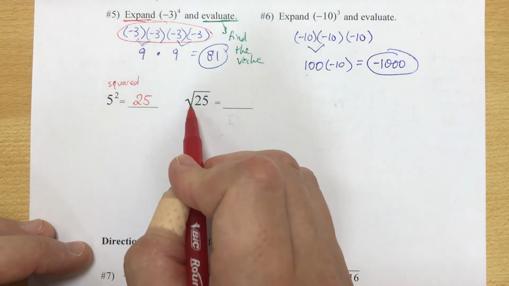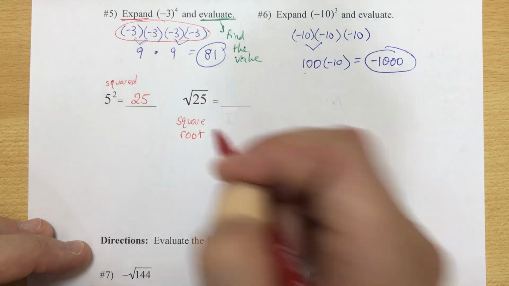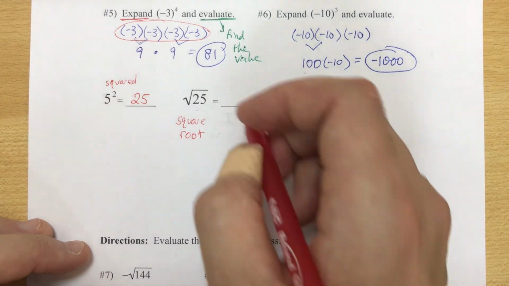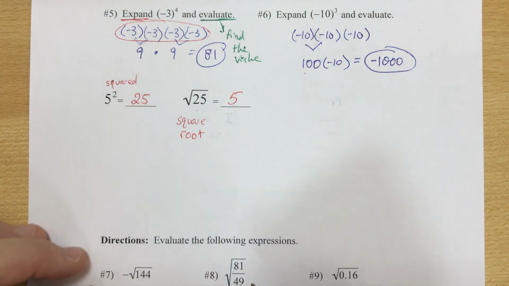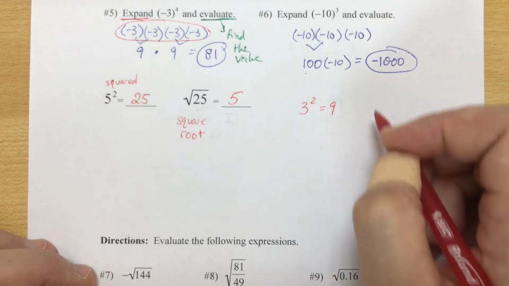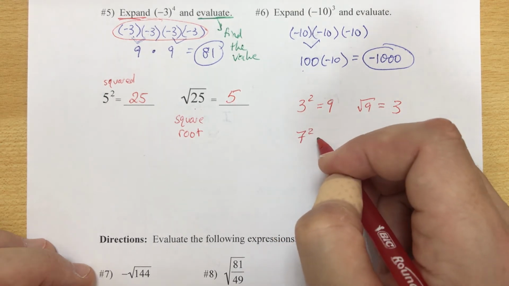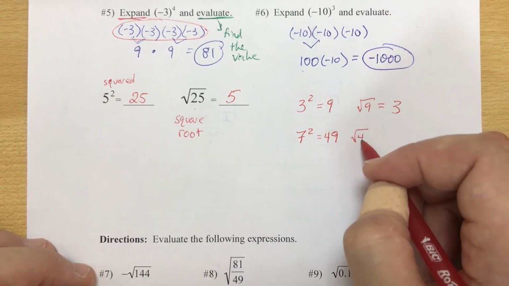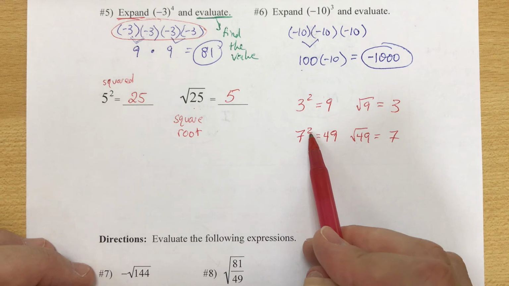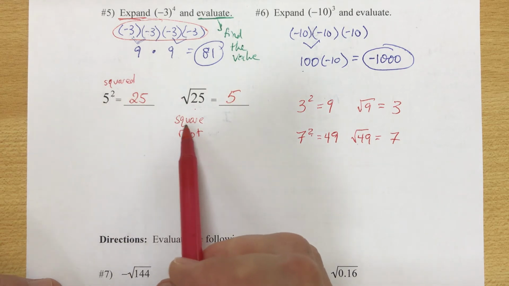Now the reverse of that is what we call the square root. This check mark looking thing here is called a square root. Now you're thinking, what number times itself gives me 25? So the square root of 25 is 5. So if I say 3 squared, 3 times 3 is 9, then we know the square root of 9 is 3. 7 squared is 49, so the square root of 49 gives us 7. So a square root reverses the process of raising it to the second power, of squaring. Okay, so squares and square roots, they undo each other.